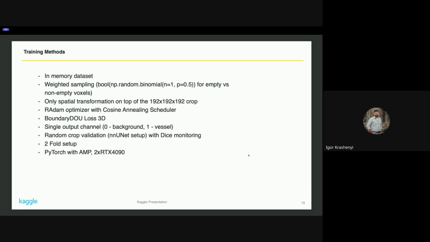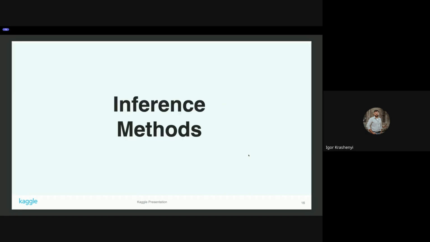I tried to run it with the default nnU-Net framework, but it was hard to get non-zero predictions on the leaderboard. I don't know why it happened, but for me, just running it as it is didn't work. But re-implementing it by myself did the trick. It was the same two-fold setup, two GPUs and PyTorch. Also, the boundary difference over union loss was modified for the 3D case.